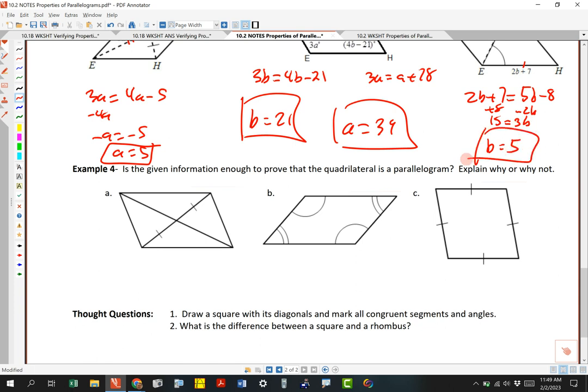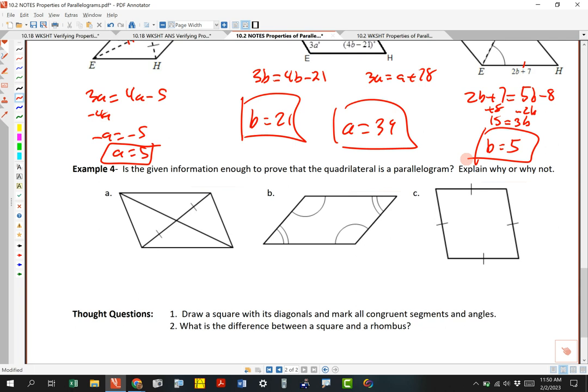Got b equals 5, right? Okay. All right, let's see. For example number 4, is the given information enough to prove, for absolute fact, no matter what, that quadrilateral is a parallelogram?